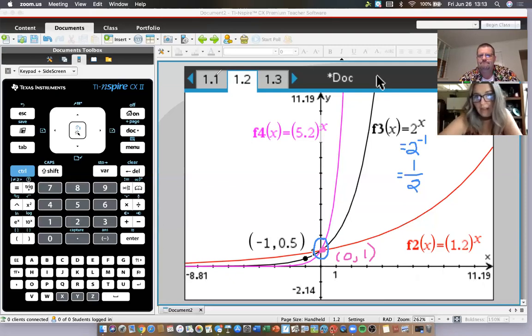If you look at the base, because it's all about the base, 5.2 is bigger. 5.2 times 5.2 times 5.2 is going to grow a lot faster than 1.2, which is smaller. 1.2 times 1.2 times 1.2 is going to grow slower. It's going to be smaller than 2 or 5.2.